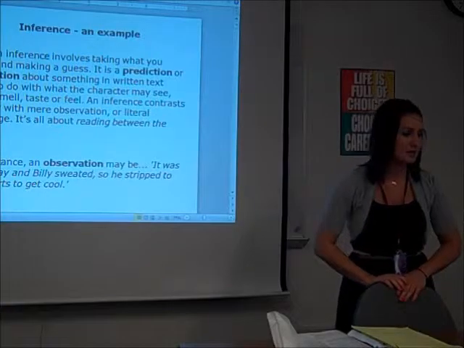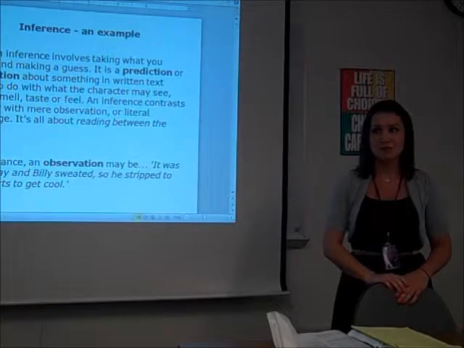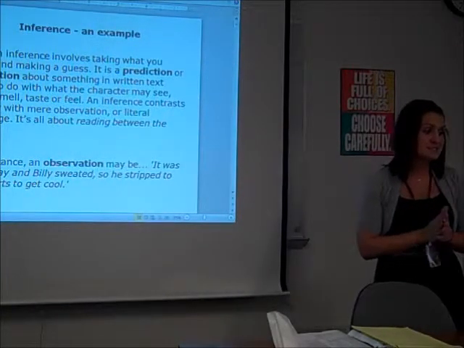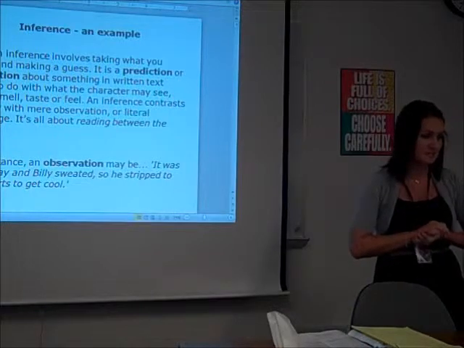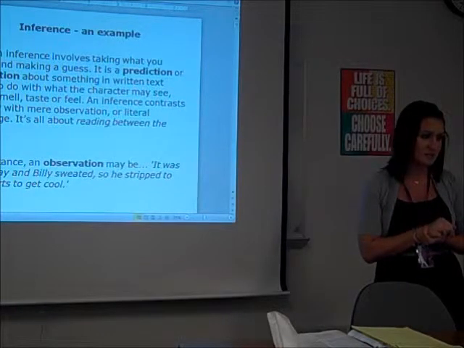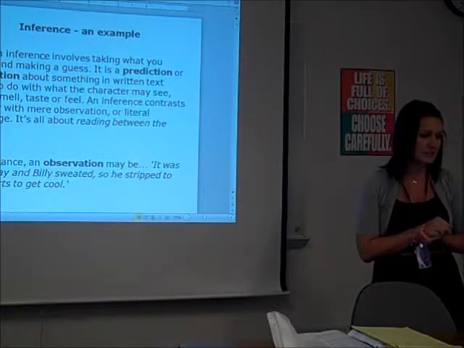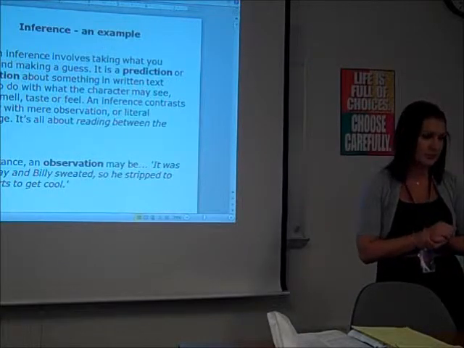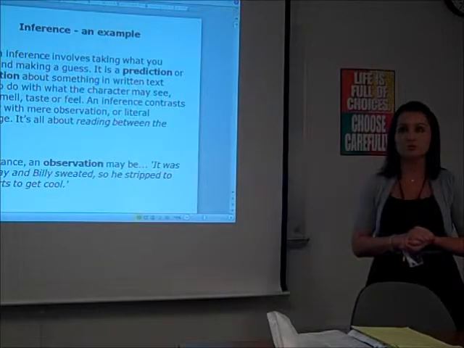First thing we're going to talk about is making an inference. Does anybody know what an inference is? Yes, an inference involves taking what you know and making a guess. It is a prediction or deduction about something in written text, often to do with what the character may see, hear, smell, taste, or feel. An inference contrasts sharply with mere observation or literal language. It's all about reading between the lines.